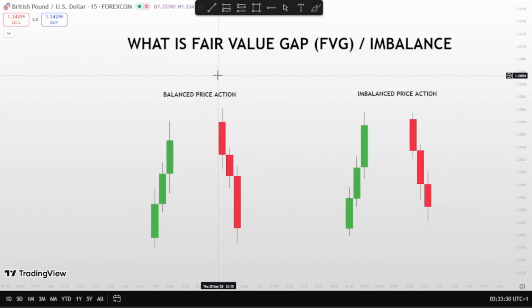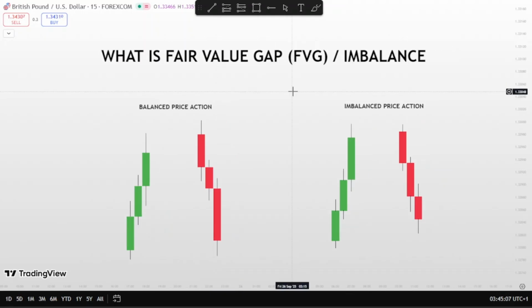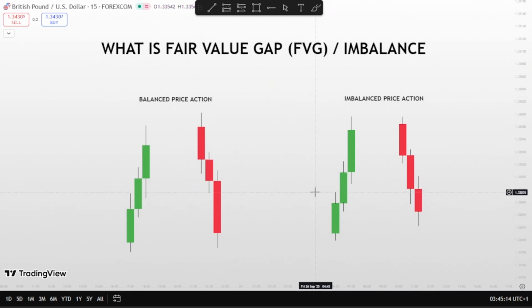So fair value gap is an imbalance or inefficiency on the price chart where the market did not trade fairly between buyers and sellers. Fair value gap actually appears when price moves in a very particular direction so fast that it leaves gaps behind. So we have a bullish fair value gap and we have a bearish fair value gap. A bullish fair value gap is basically when price moves to the upside so fast that it leaves a gap in between a three candle.